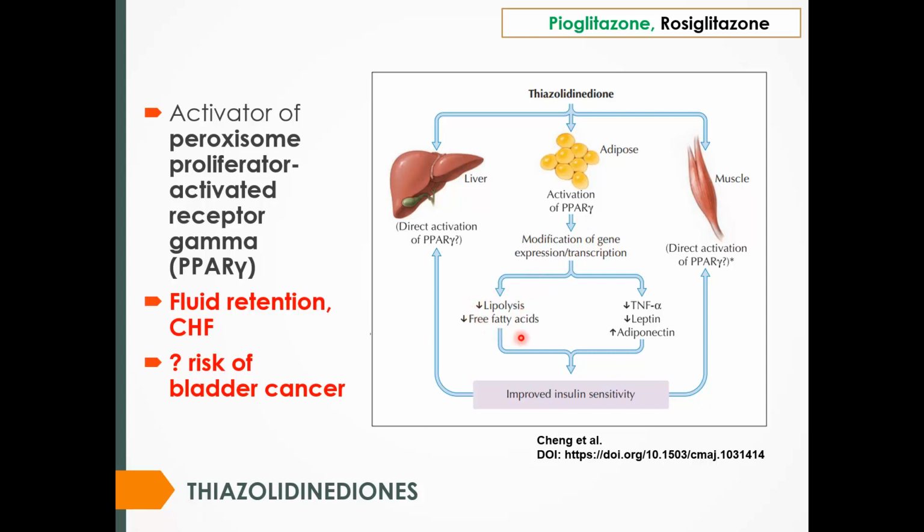It decreases lipolysis and decreases free fatty acids. It also has some anti-inflammatory property: TNF alpha and leptin level is decreased and adiponectin level is increased. All these taken together improve insulin sensitivity towards the target tissue, that is the adipose tissue. It also helps in adipose tissue differentiation. That is another very important part for insulin sensitivity.